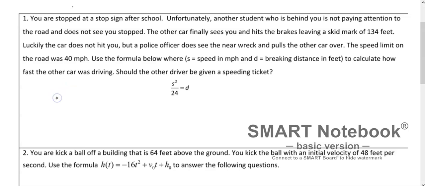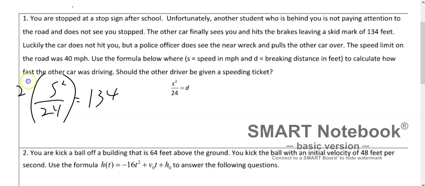So, S squared, their speed, divided by 24 equals the braking distance of 134 feet. So, solve for S. This is a square root problem. First, we've got to multiply by 24. When we do that, 134 times 24, put in the calculator, is 3216. So S squared equals 3216.